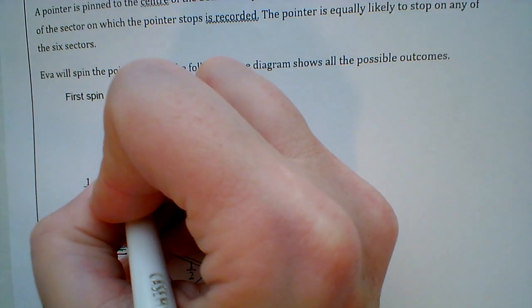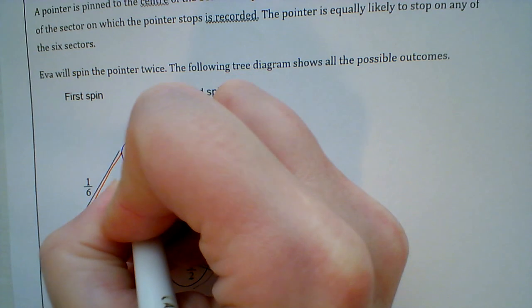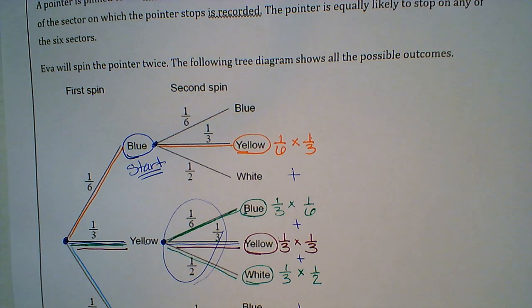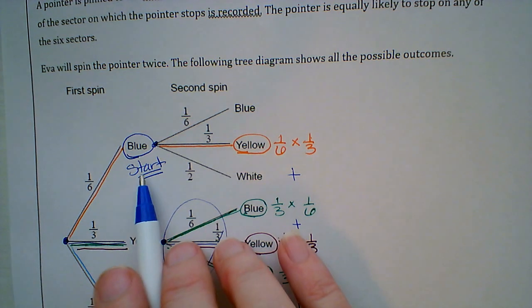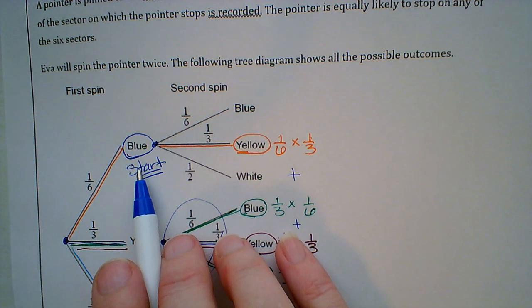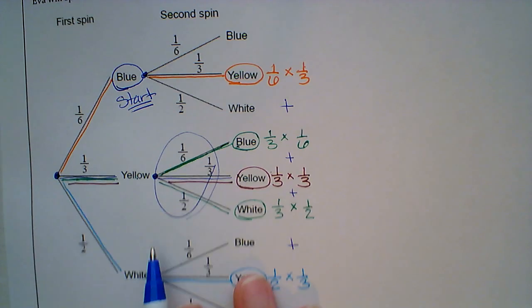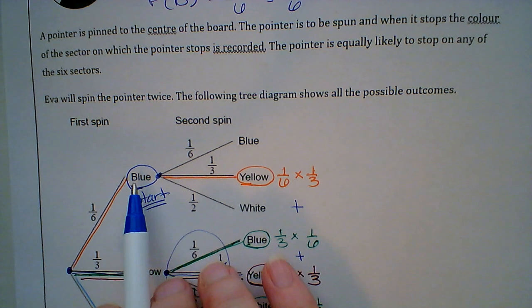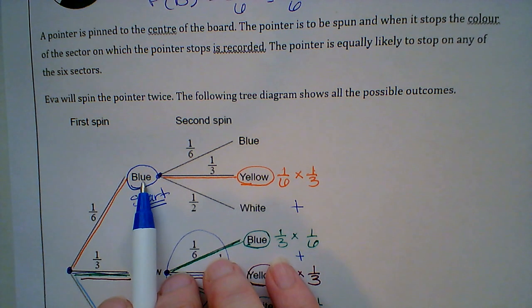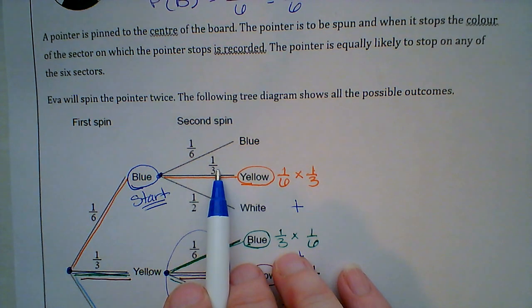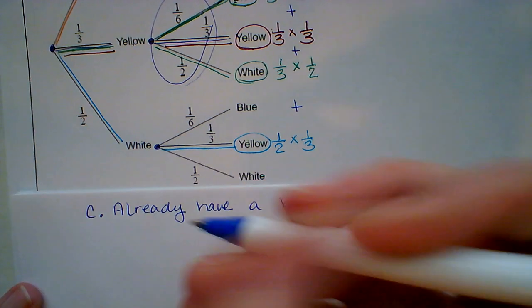So really, this becomes my starting point, because I know that I already have a blue spin. So this is now my starting point because I know this already happened. I didn't spin a yellow, I didn't spin a white, I don't have to worry about those. So from here, what's the probability that I spin yellow? That would be 1/3. And that is my answer.